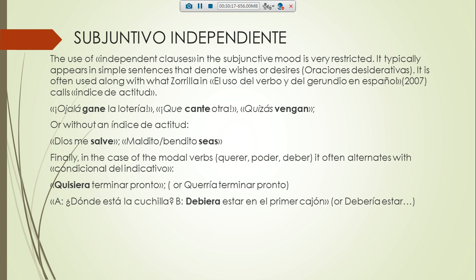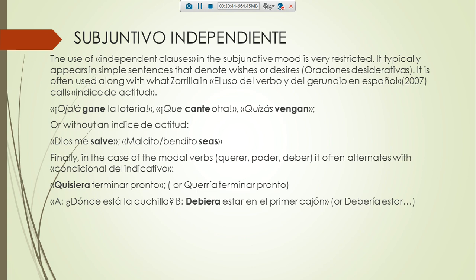What happens with the subjuntivo independiente? The use of independent clauses in the subjunctive mood is very restrictive. It typically appears in simple sentences that denote wishes or desires. These sentences are sometimes called oraciones desiderativas. You can read about them in chapter 42 of La Nueva Gramática de la Lengua Española.